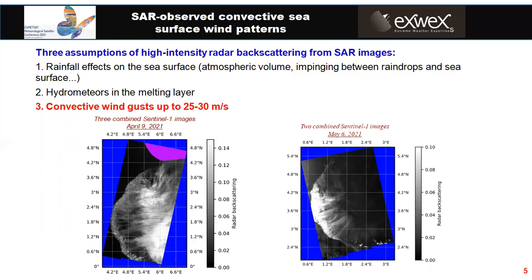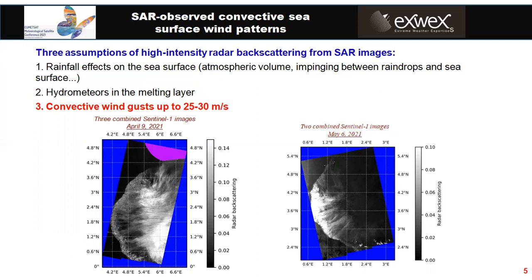For many years, the interpretation of the high intensity radar backscattering in SAR images has been an interesting scientific debate. Indeed, we can list here 3 assumptions to interpret this feature: rainfall effect on the sea surface, hydrometeors in the melting layer, and convective wind gusts up to 25 or 30 meters per second. Many papers in the literature have indicated that the C-band radar backscattering is almost not impacted by precipitation. And then we can estimate surface convective wind gusts from C-band Sentinel-1 images.